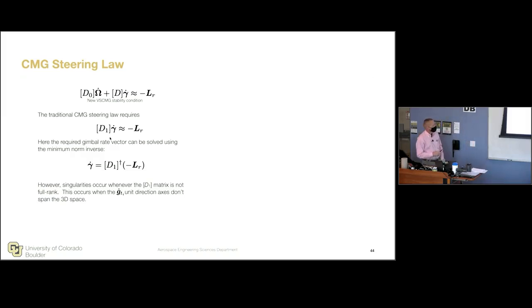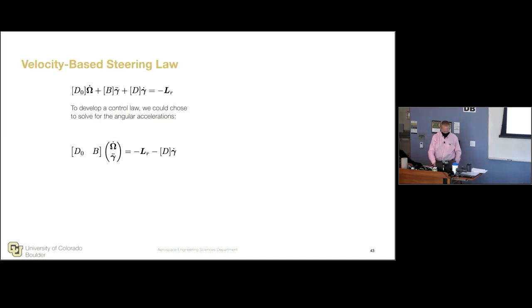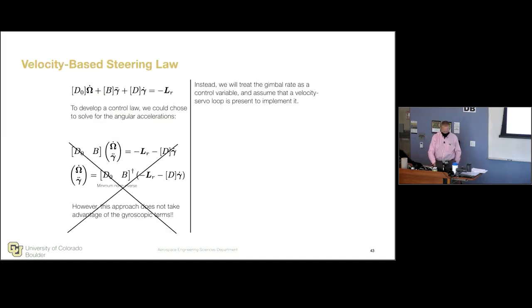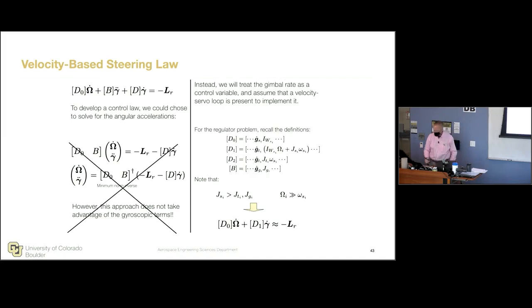So, singularities occur when D1 is not full rank. If we go look at D1, and here's D1. You can see it's a bunch of scalars. Yes, your wheel speed could compensate for this, but that's really rare because the wheel speed would have to be extremely small or the spacecraft spin speed has to be extremely fast. So this is typically not 0. Then you would lose controllability there.